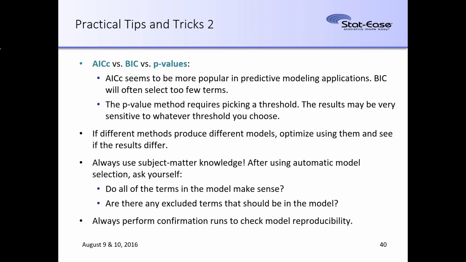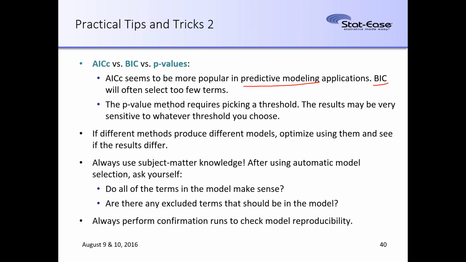AICC versus BIC versus p-values. Okay, this is another question we get asked a lot. AICC tends to be a little bit more predictive, tends to be a little bit more popular in predictive modeling applications. BIC often selects too few terms. That's why we've limited our focus to AICC. BIC tends to be used more for uncovering the true model, trying to get something that's as close to the true model as possible, which may or may not necessarily be the best predictive model.